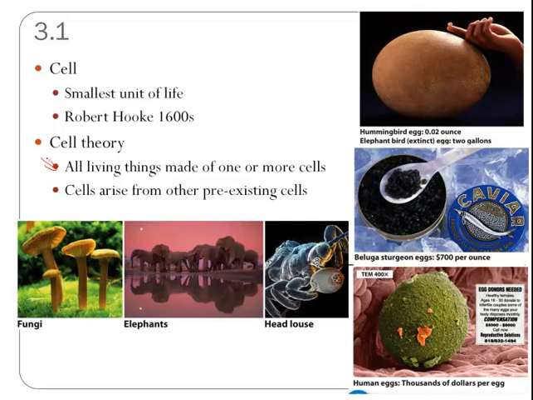Pretty much everything is made up of cells, so fungus, plants, this little head louse, which is gross to look at. Different examples of cells would be a hummingbird egg and an elephant egg. Those are different size cells. We've got beluga sturgeon eggs, and also human eggs.